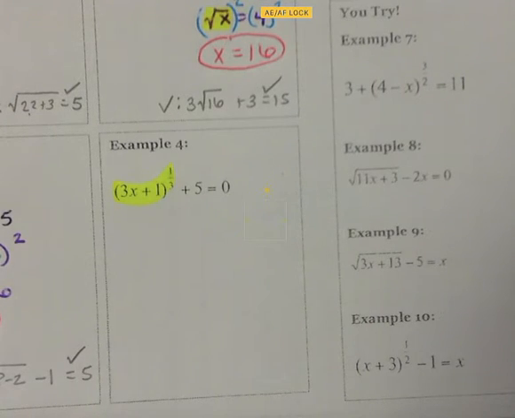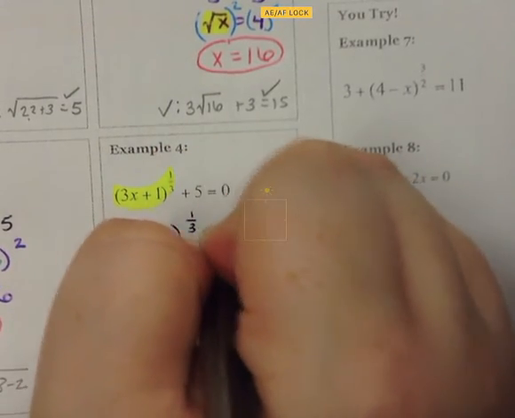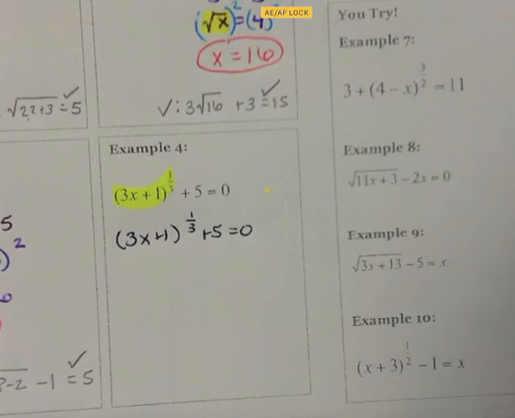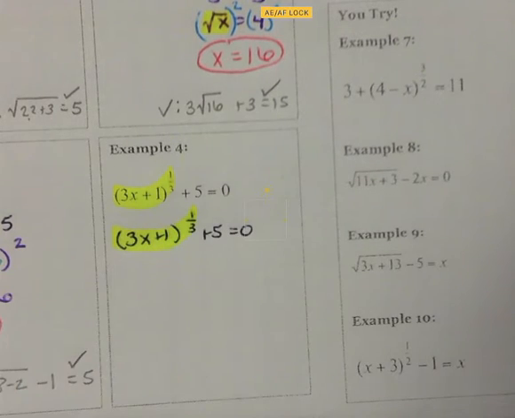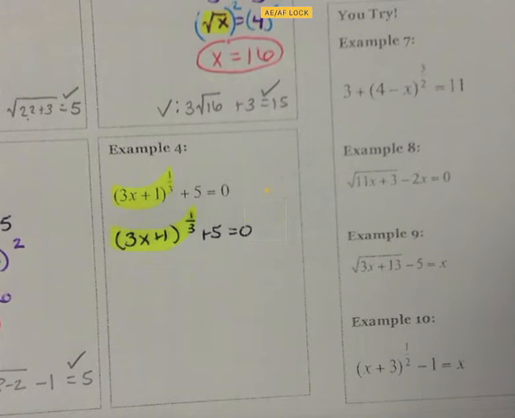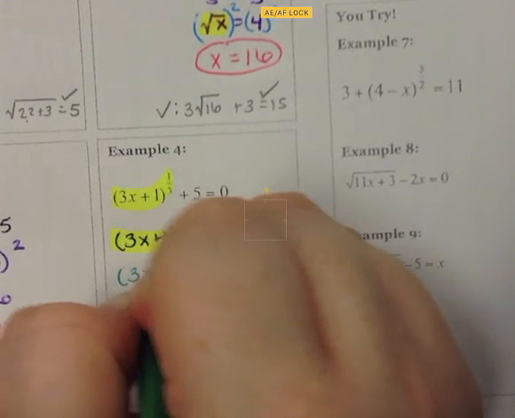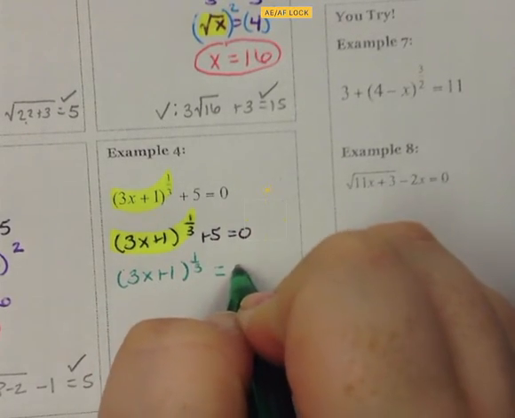So actually I want to rewrite this problem and re-highlight it. 3x plus 1 raised to the 1/3 plus 5 equals 0. So I'm going to highlight again the parentheses and the exponent it's attached to. So I need to isolate this first, so I need to subtract the 5 to the other side. I'm going to write that. So parentheses 3x plus 1 raised to the 1/3 is equal to a negative 5.